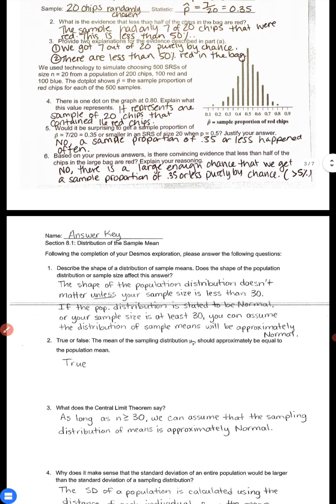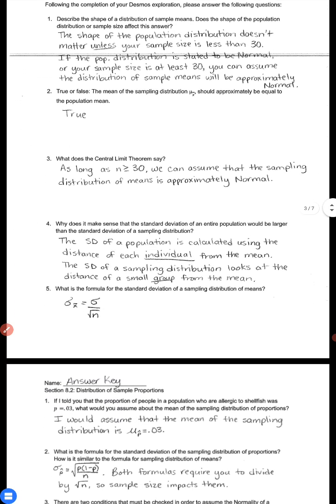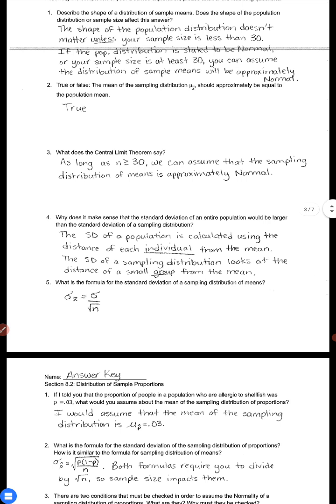All right. So a couple different things to know about sampling distributions. It says to describe the shape of a distribution of sample means, does the shape of the population distribution or sample size affect this answer? The answer is yes. So here's the thing. The shape of the population doesn't affect the shape of your sampling distribution unless you have a small sample size, because small samples are prone to errors.